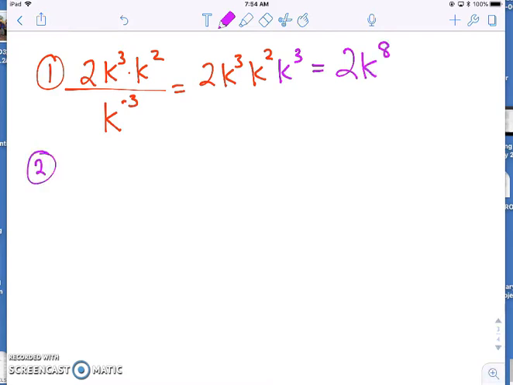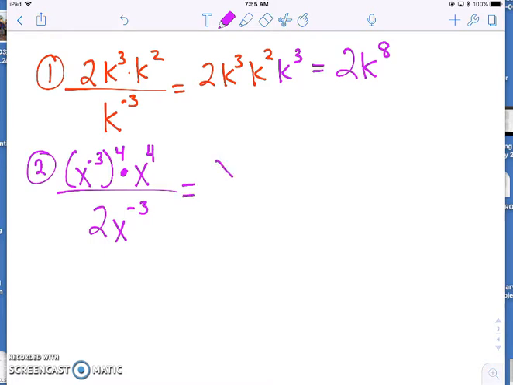So the second one we're going to look at is, let's say we have x to the negative third to the fourth, times x to the fourth, over 2x to the negative 3. And this is times. It looks like multiply. Well, let's see. I'm going to get rid of parentheses first. So this would be x to the negative 12 times x to the fourth over 2, and then this would be x to the negative 3.